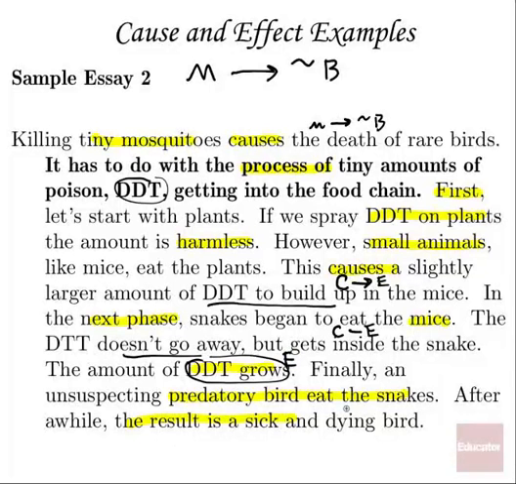Finally, an unsuspecting predatory bird eats the snake. After a while, the result is a sick and dying bird. That's an effect. And then what was the cause of that effect? Well, the predatory bird eating the snake. So you can see in this essay, what's happening is that one thing causes this effect, and then this new effect causes the next thing that happens in the chain of cause and effect. So this isn't like factors where I have one cause, two cause, three cause for one effect. What I have is one cause causes an effect, the effect causes the next thing, and so on and so forth.